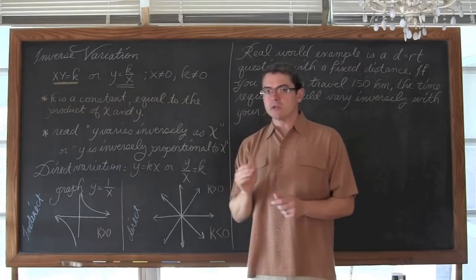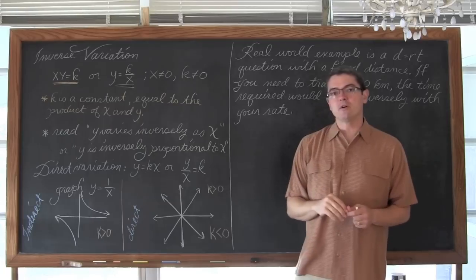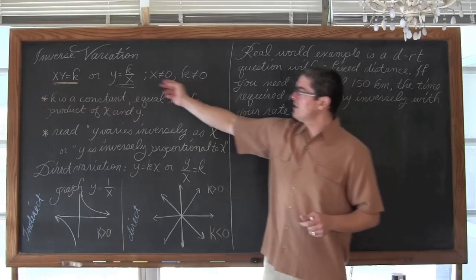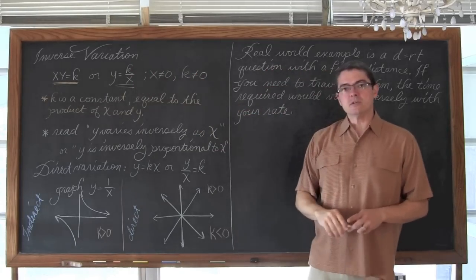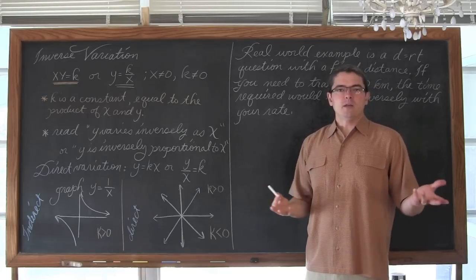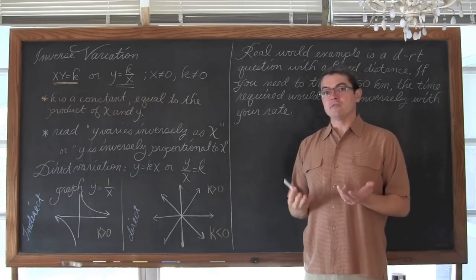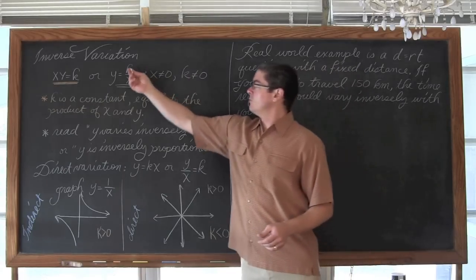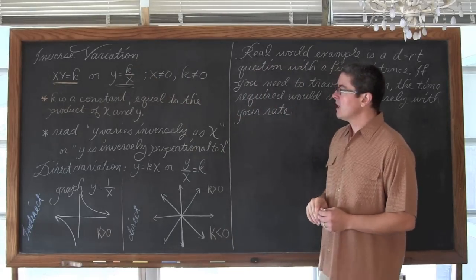Graphically, that's when we usually get vertical asymptotes, and that's where the function is undefined. And our constant cannot be equal to 0, because then we really wouldn't have a problem, and it wouldn't be inverse variation. It would just be y equals 0, a horizontal line.